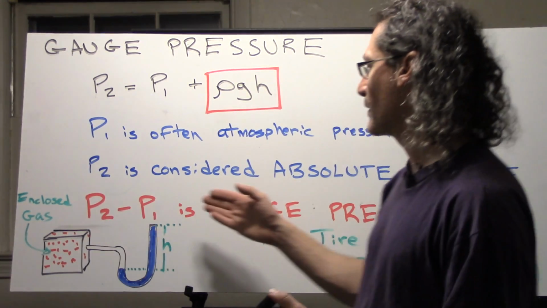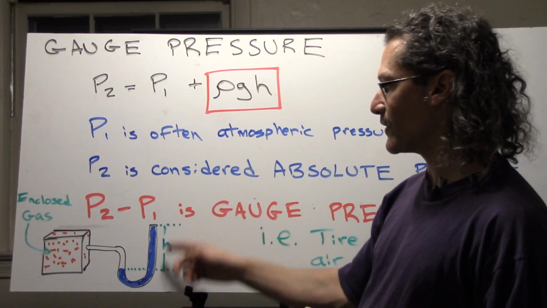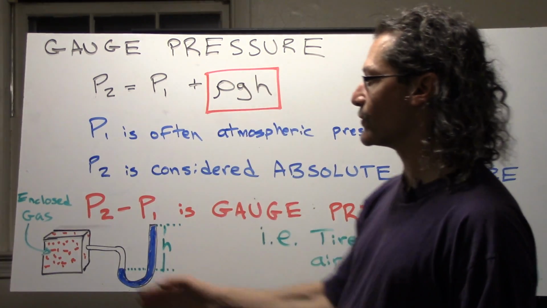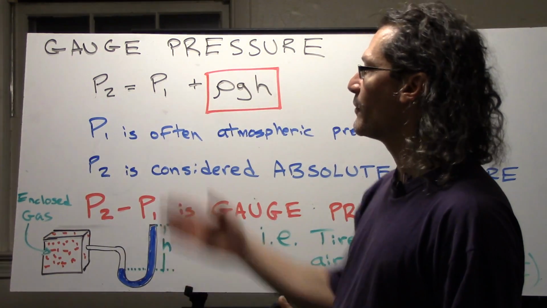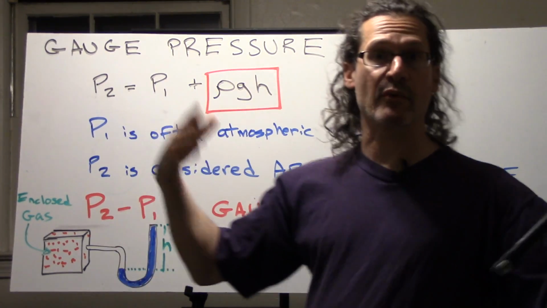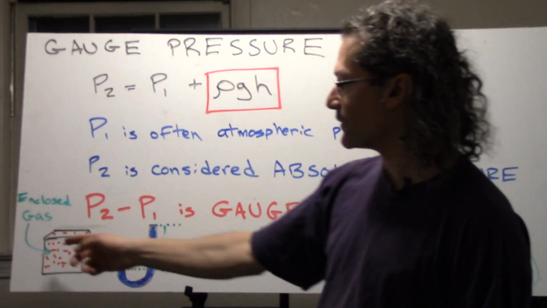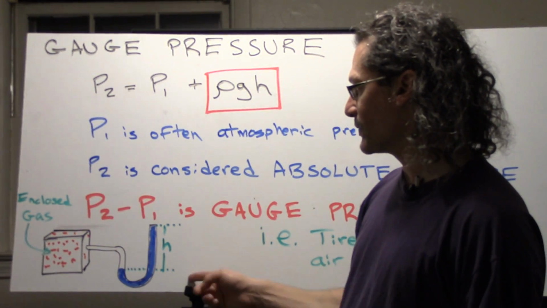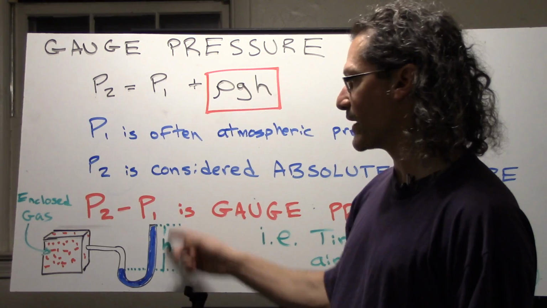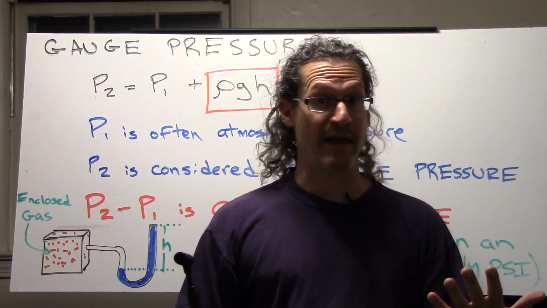But the gauge is just this height difference over here, just the rho g h for this enclosed system. But oftentimes we've got to consider that, hey, we're on Earth and we need to consider this atmospheric pressure. So the gauge connected to this box over here is based on the height of the fluid that's pushed upwards. Fantastic.